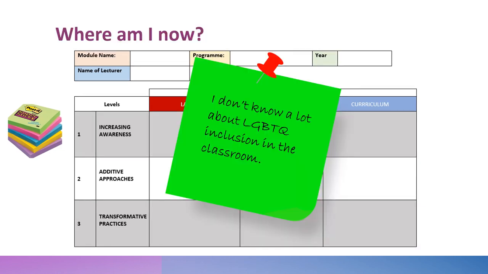A good place to start with the framework is to evaluate where you are right now for a particular module you're teaching. And what if you think that you know absolutely nothing about LGBTQ issues? Then the only way is up, if you're motivated to do something about queering your curriculum. And the best place to start is at the beginning by increasing your awareness about LGBTQ issues and asking yourself, how inclusive is your curriculum right now?